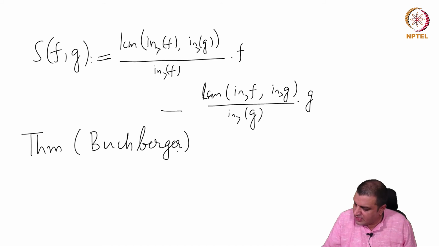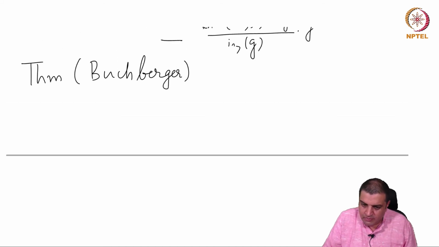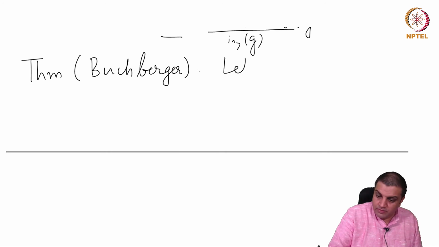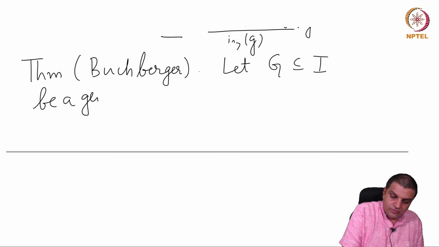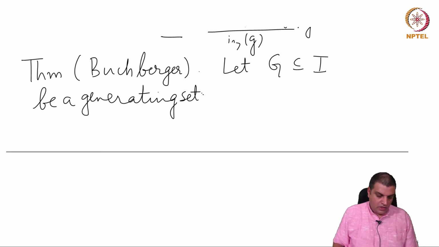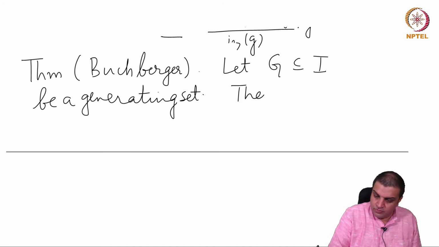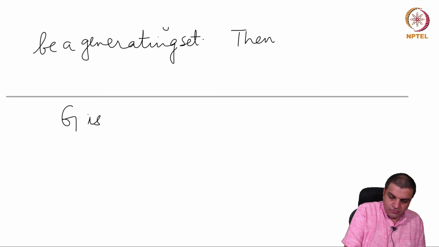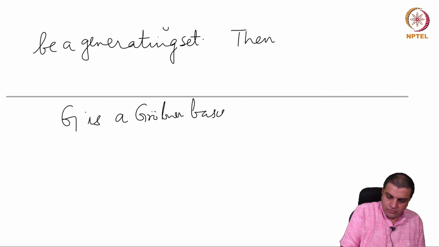Okay, so for now we will just state it and use it as you describe an algorithm. Let G inside I be a generating set. Then G is a Gröbner basis of I if and only if the following condition holds.